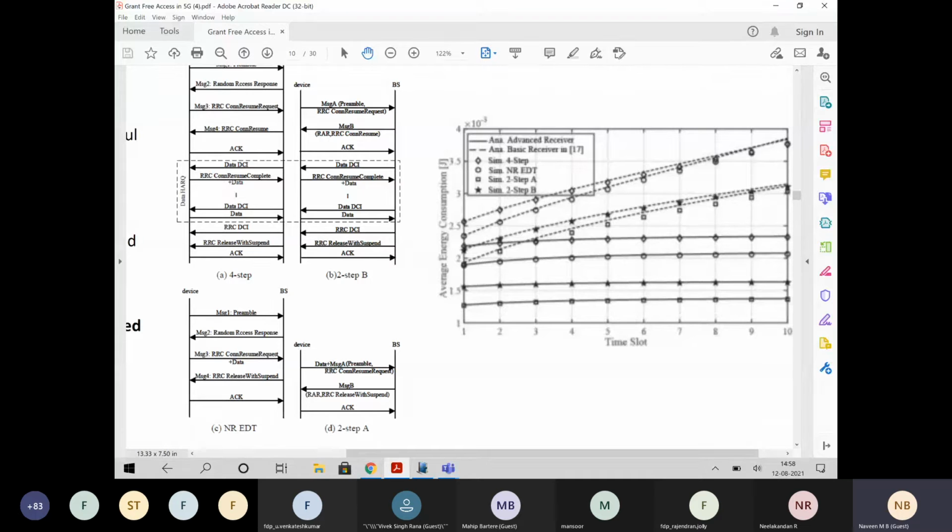NR has something called early data transmission. That is, as soon as the preamble is detected, don't wait for the grant from the base station. The base station will give you some fake grant or a temporary grant. Use the temporary grant and transmit. So that was the second worst. But whatever we were discussing as grant free, those come in the lowest energy consumption.